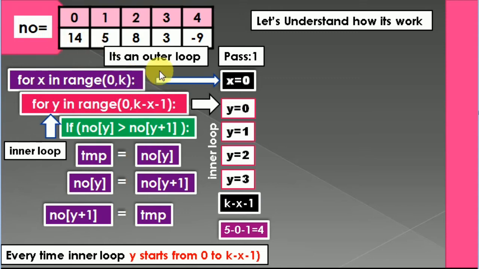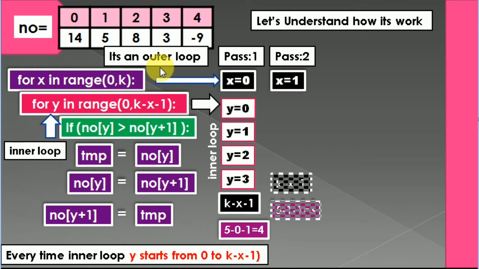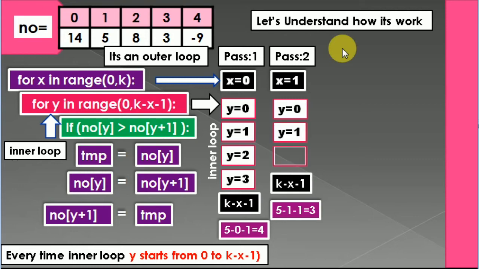When it is incremented, it will call pass 2, the second time. What is the value of x now? 1. Now if the value of x is 1, what is the value up to which the inner loop works? It works up to k minus x minus 1. 5 minus 1 minus 1, that is 3. If this value is 3, how many times is it going to work? Y is going to work 0, 1 and 2. Understand? It will work 0, 1 and 2.